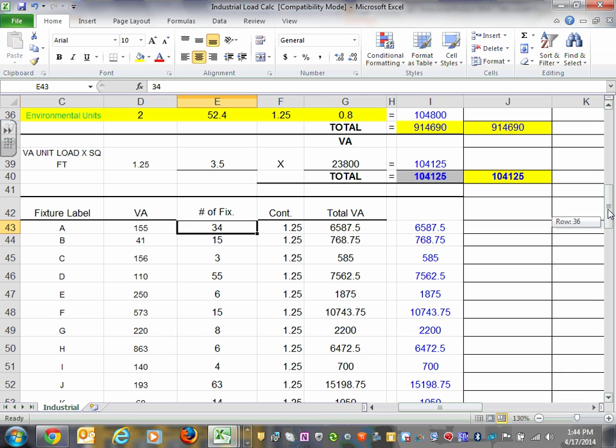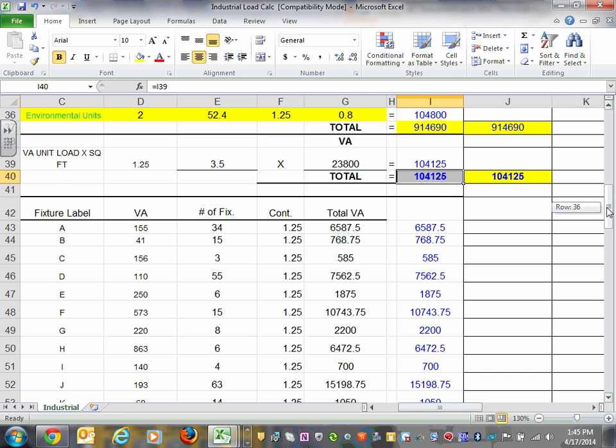So what I do typically is I use 3.5 volt amp per square foot. I treat it like an office building. I know you can get a little bit less than that if you split hair, especially with LEDs, you can get much lower than that. So what I do is I take the 3.5 times the square foot of the building. Here's the actual square foot, 24,000 square foot, multiplied by 1.25 continuous load, and this is 104. 104 kVA is allocated load for my lighting for the whole building.